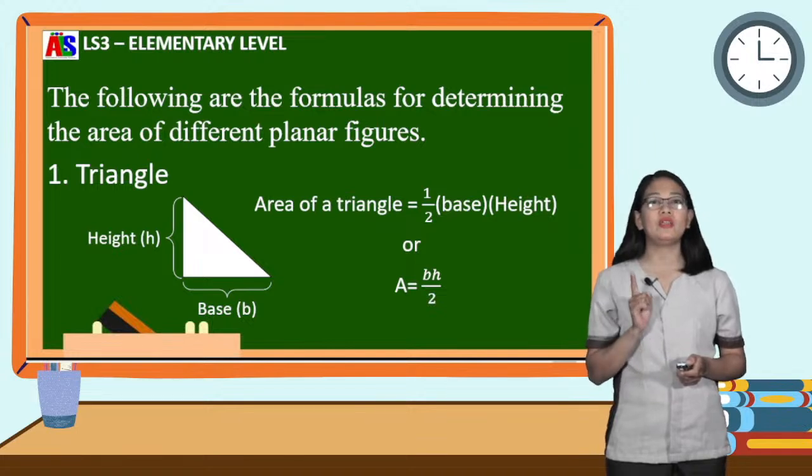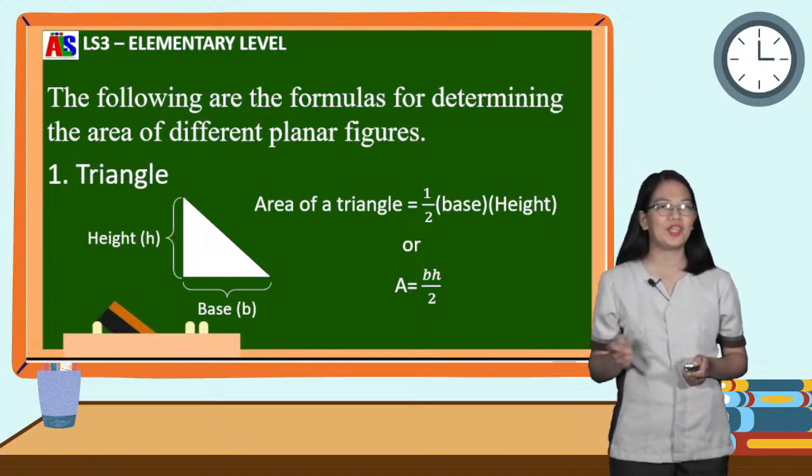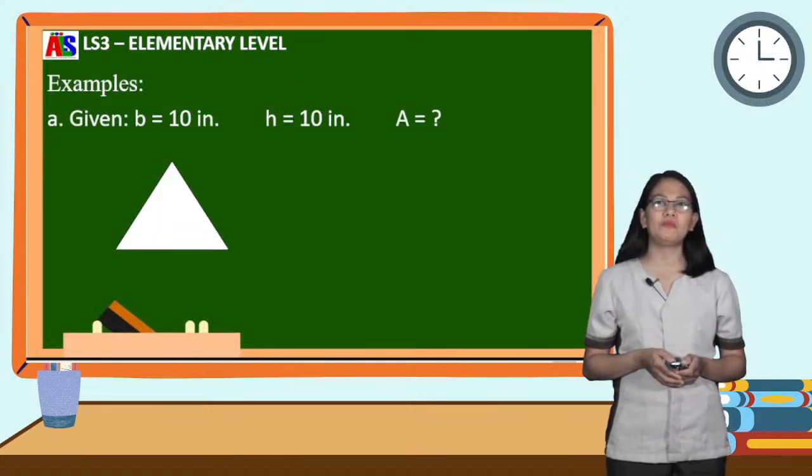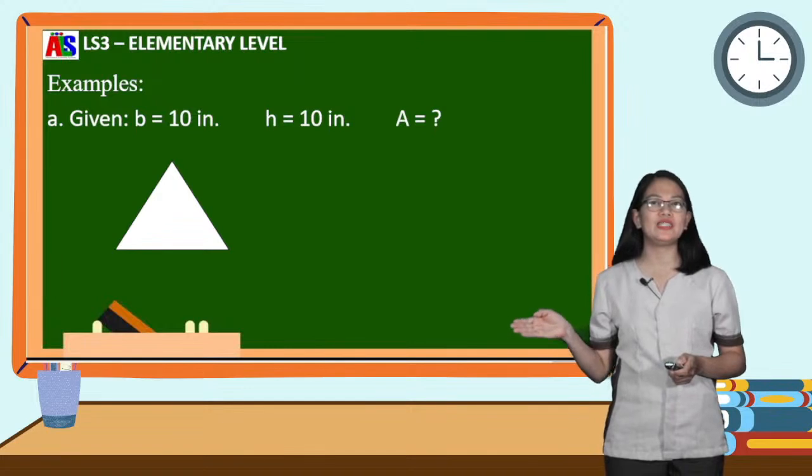Notice that the denominator 2 is constant. We do not and we cannot change it. Is that clear? Okay. Now, example. Look at this triangle first. What kind of triangle is this according to its angles?